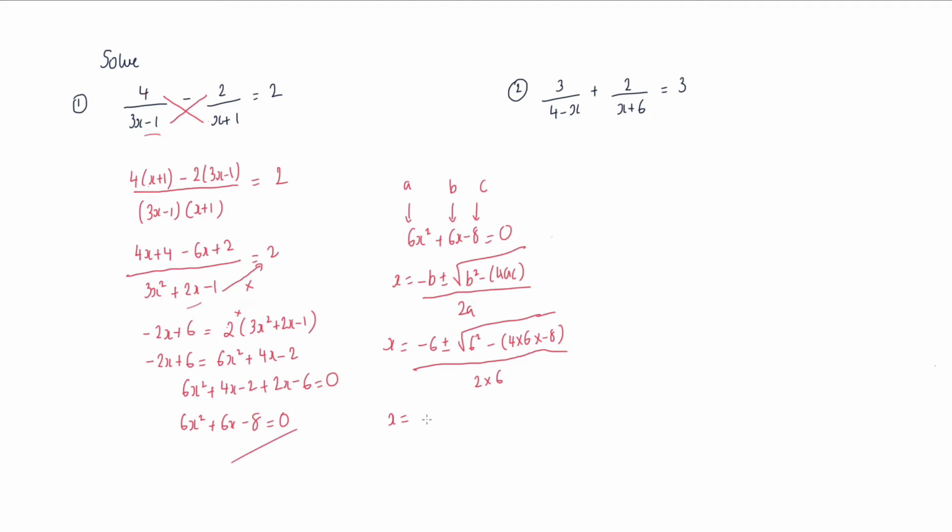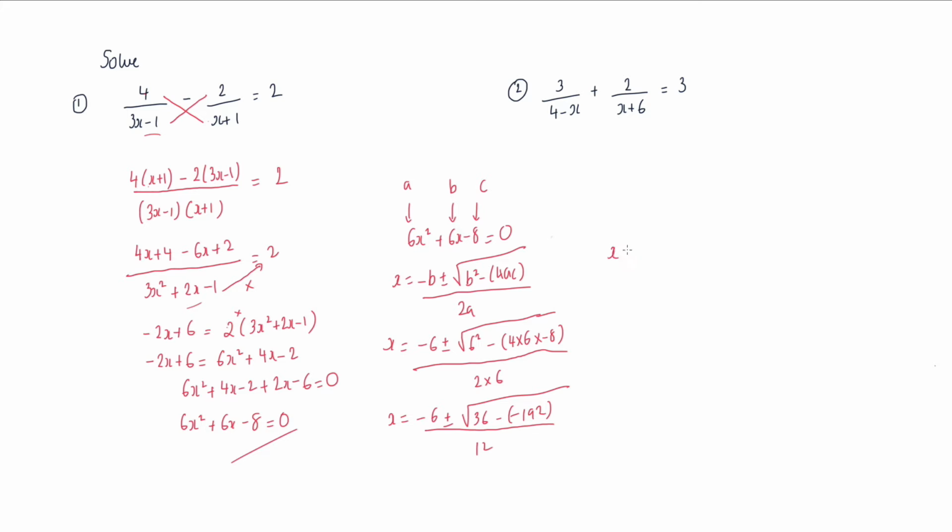So if we were to simplify this, that gives me minus 6 plus and minus the square root of 6 squared, which is 36, minus, keep that outside, 4 times 6 is 24, 24 times 8 is 192. So that's minus 192. Obviously, you can use a calculator for this. Over 2 times 6 is 12.